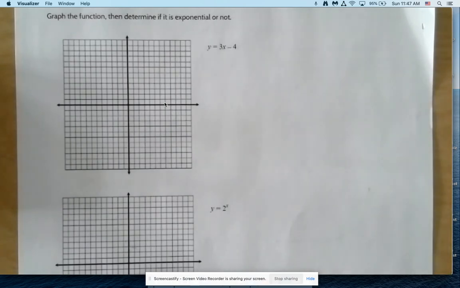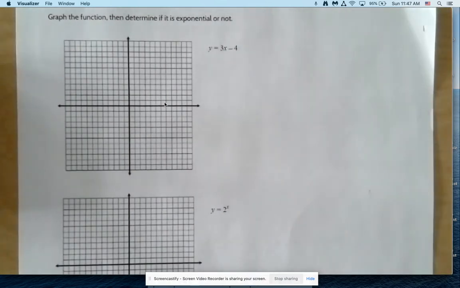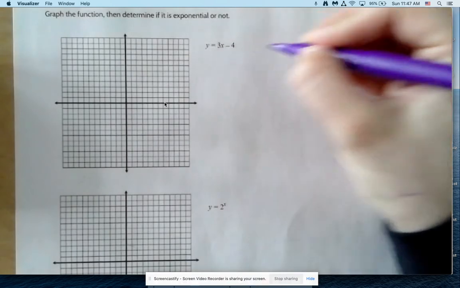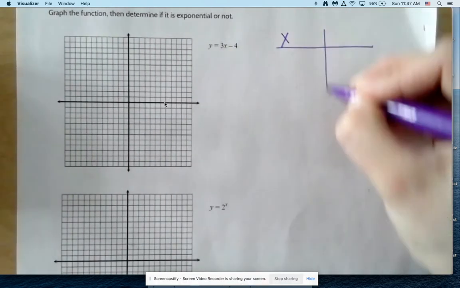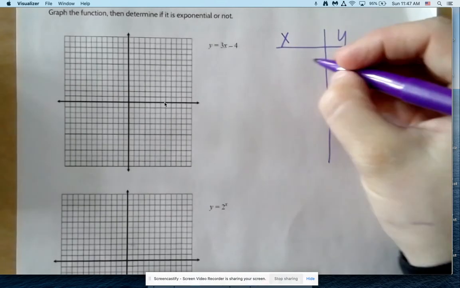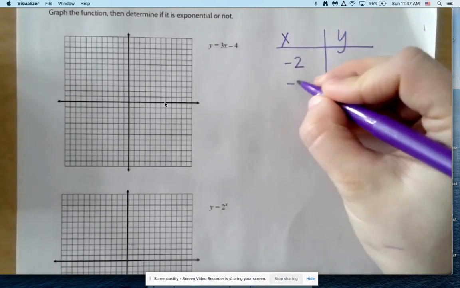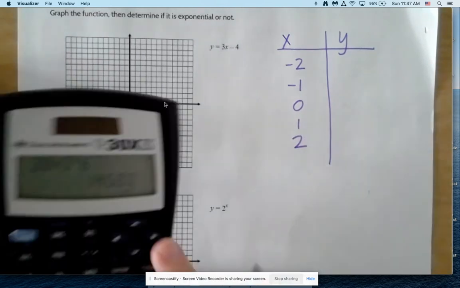So if we look here, this is kind of a review. We've actually seen problems like this before. I hope you're noticing that our variable isn't in an exponent, right? So this isn't going to be exponential. I hope you're thinking this is linear, right? We've done this. We did this for a long time. So we know we have to plug in our 5 values into our t-chart.